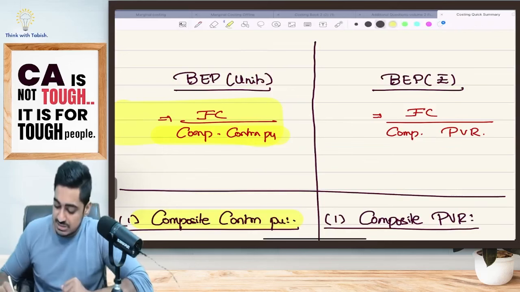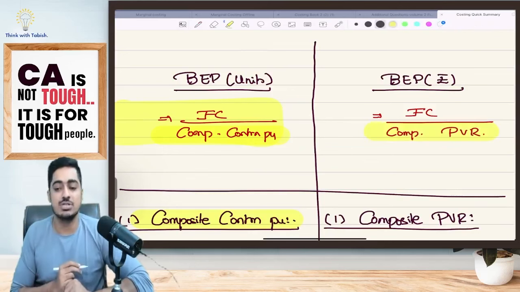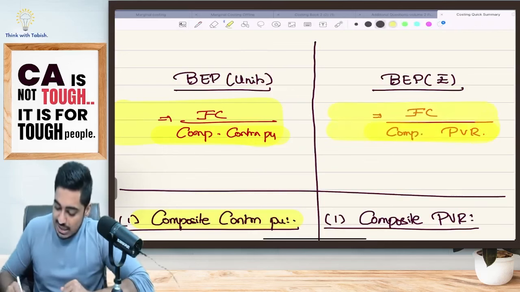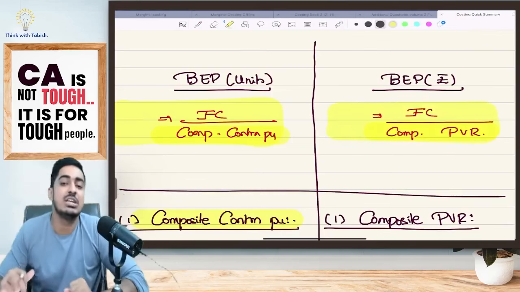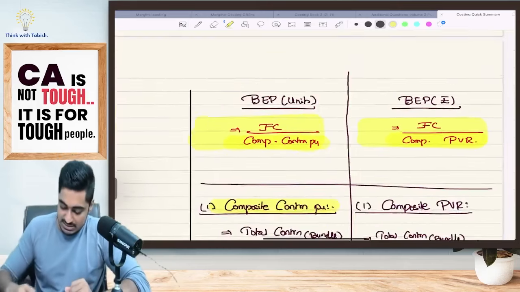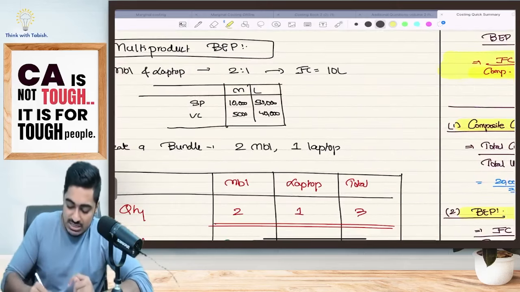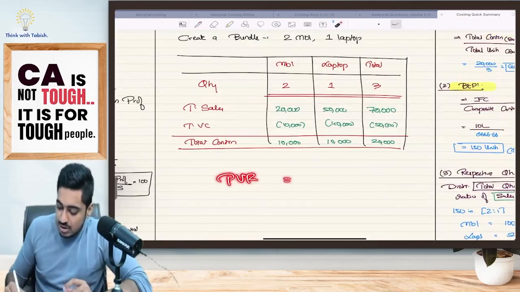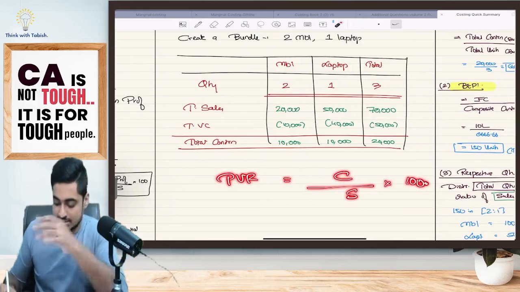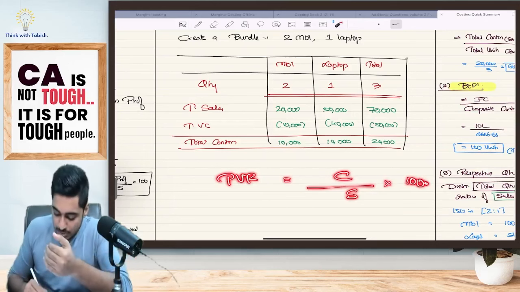That means what are the steps? Step 1, calculate composite PV ratio. Step 2, calculate BEP. It gives you the total sale value. Then calculate the respective sale value. Yes or no, everyone? Yes, sir. Now look at this, students. What is the simple formula of PV ratio? Simple, sir. PV ratio is nothing but contribution divided by sale into 100. Yes or no?